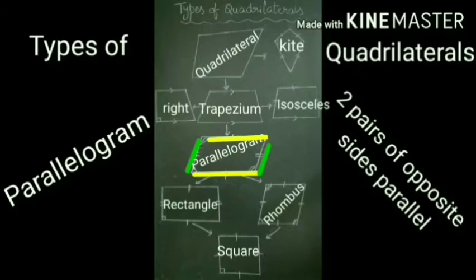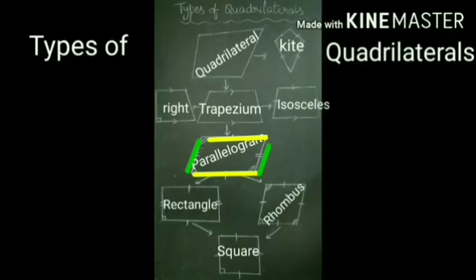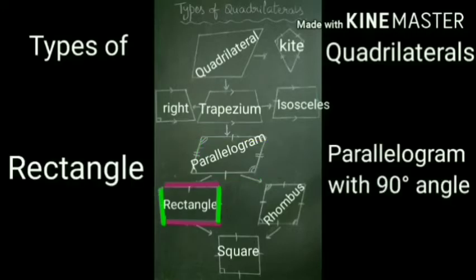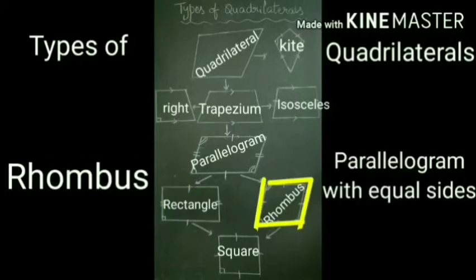So how can we say that? A quadrilateral with the two pairs of opposite sides parallel is called a parallelogram. So from a parallelogram, we can get a rectangle and rhombus also. In a parallelogram, if each angle is 90 degrees, then that becomes the rectangle. Just like that, a parallelogram with all sides equal is the rhombus. Understood? Now from rectangle we can get a square, as well as from rhombus also we can get a square.